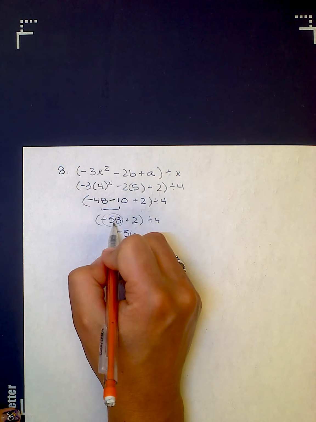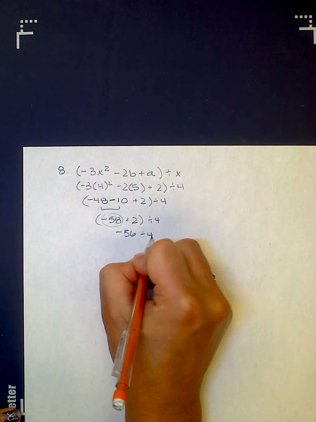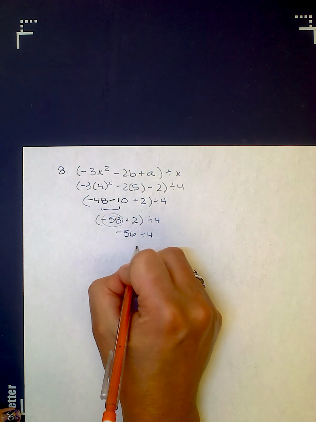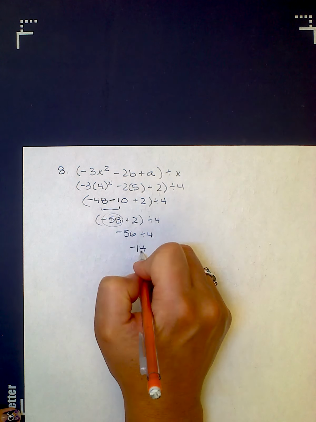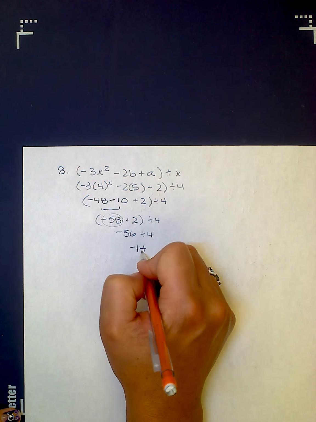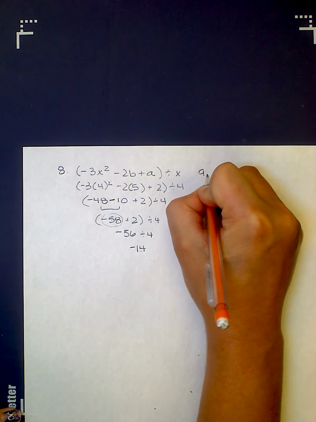This guy is large and in charge, so we keep the sign of the large number, negative 56, divided by 4, and that gives us negative 14. When you divide and the signs are different, the sign is negative. If the signs were the same, then the sign would be positive. One final example, number 9.